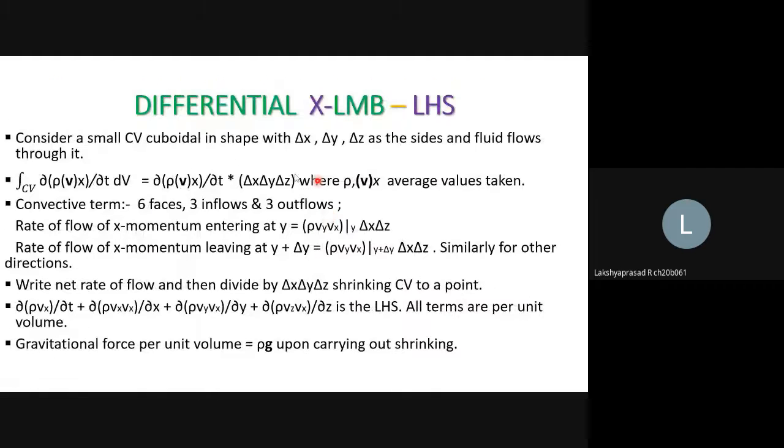Moving on, let's move on to differential x linear momentum balance, and we are focusing on the left hand side alone now. So again, similar to differential mass balance, here we'll consider a small control volume, cuboidal in shape, with these as the sides, and the fluid is going to be flowing through it. And for a fixed control volume, we'll take the dou by dou t inside, and we'll assume then the density and x component of velocity to be uniform and take it outside, and this is what we'll get. We have taken the average values, that is.